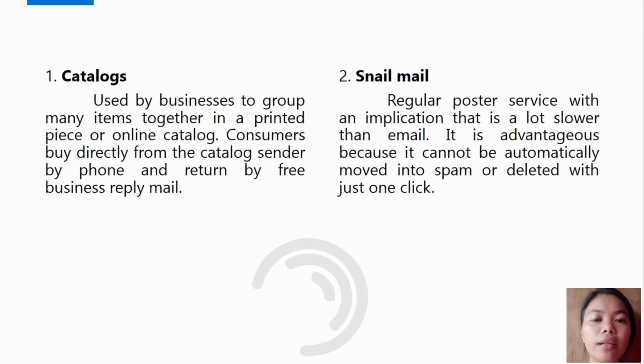Second is snail mail. Regular postal service, with the implication that it is a lot slower than email. It is advantageous because it cannot be automatically moved into spam or deleted with just one click. Though ang snail mail mas siya sa kaysa sa email, pero mas nindot ni si Zakay, di man mo dito sa spam ang Gmail, di pareha sa kanang email. In which kung mabutang sa spam mo last ra magud siya og kanang 30 days.